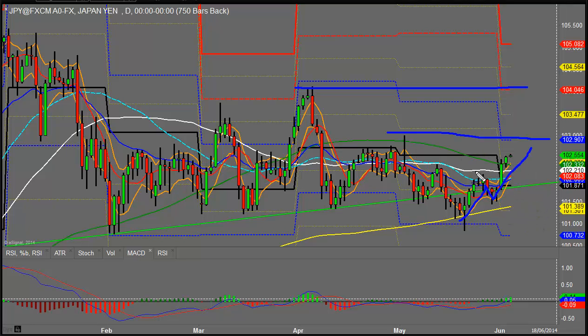Any downside in the short term, I'd just be looking at a 102 area with the 50 MA in terms of some support if it comes down that way. But at the moment, as I say, I'm looking for it to attack these prior highs here and see if it can actually push through. Any push through here would see us running up towards that 104.